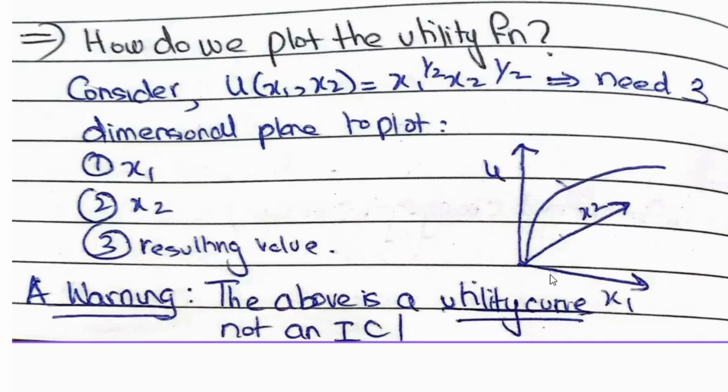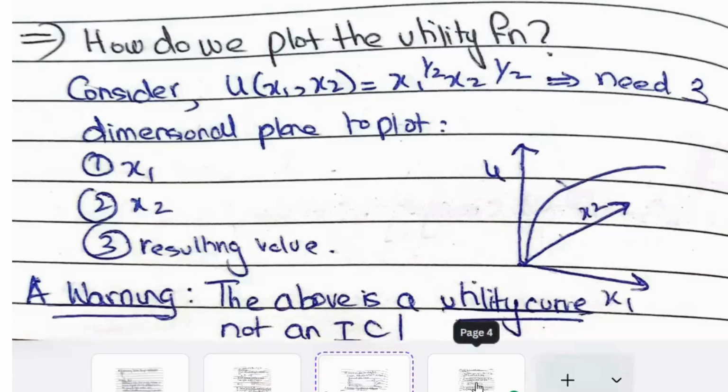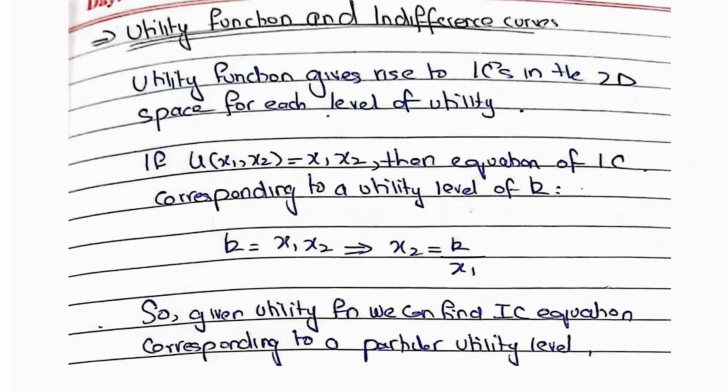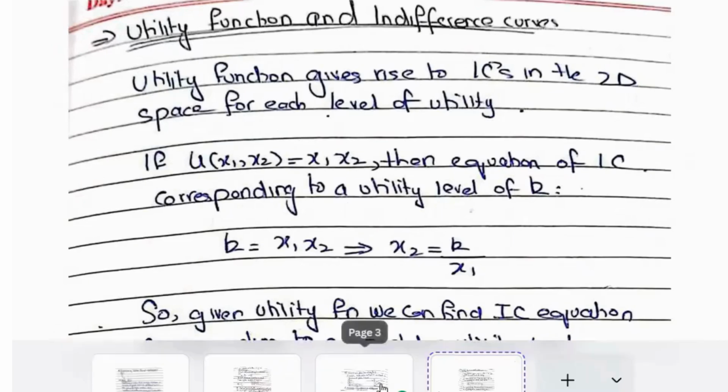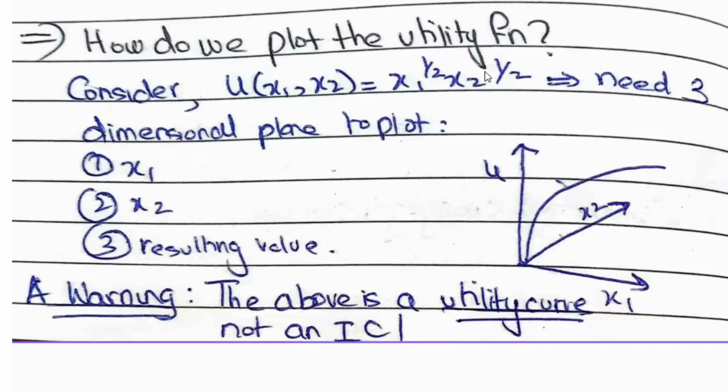This is showing us that if I take any combination of x1 and x2, what are the resulting utility values for those combinations? So this is a utility curve, not an indifference curve. When in a two-good world we plot a utility function, we get a utility curve like this, which you can plot in three dimensions. Now, how are utility functions and indifference curves related? If we plot U(x1, x2) = x1^(1/2) x2^(1/2) in three dimensions like this, we don't get an indifference curve.